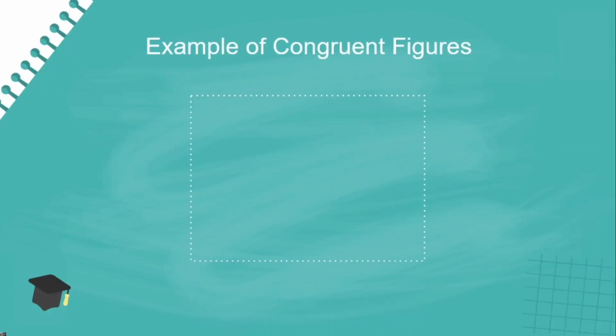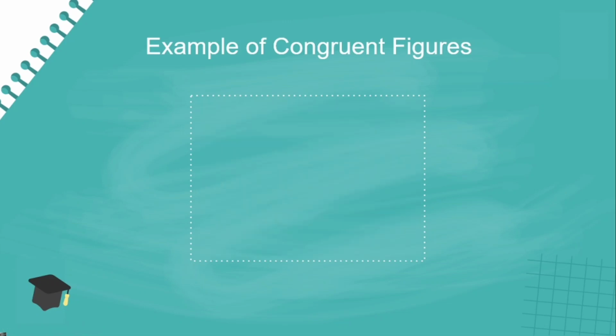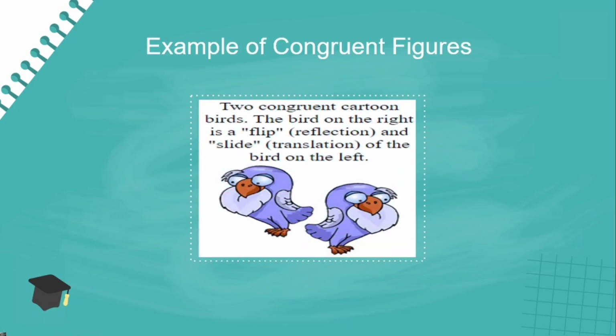Now, let's have the following examples of congruent figures. First are two congruent isosceles triangles. So the blue triangle is just a turn or a rotation of the red triangle. Next, we have two congruent cartoon birds. So the bird on the right is a flip or a reflection of the bird on the left. So it is the flip and slide of the bird on the left.